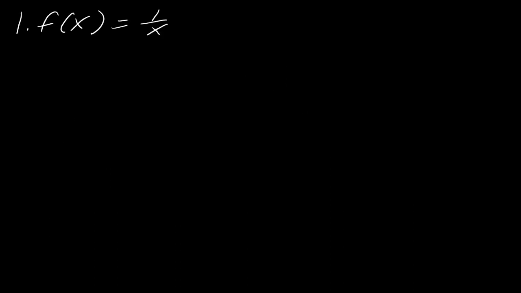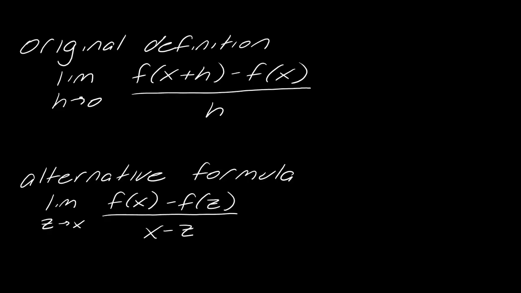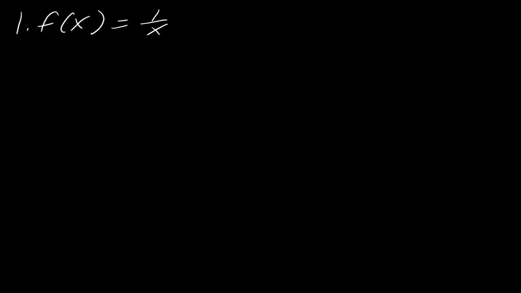For our first problem, we've got f of x equals 1 over x. For this problem, I can use either one of these. I've just got the formulas here, so if you want to pause the video to write those down, there you go. I don't think there's an advantage to using one formula over the other, so I'm just going to use the definition of the derivative, just the original formula.